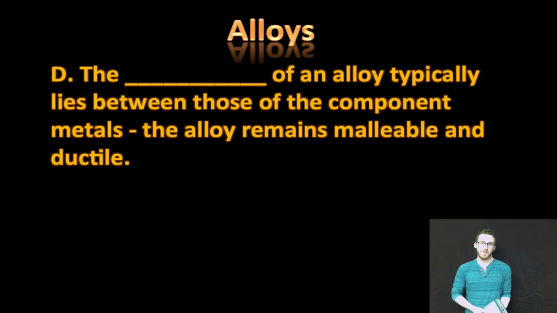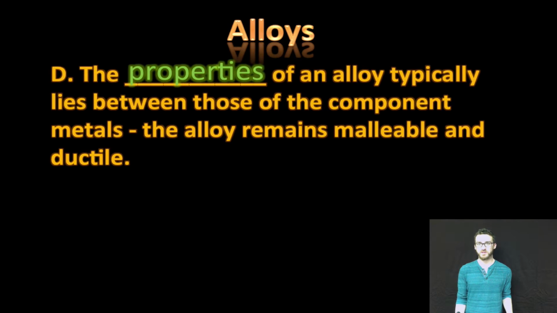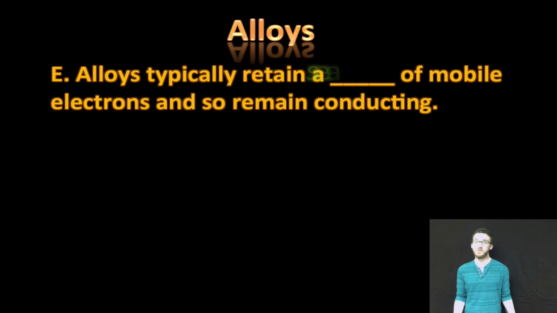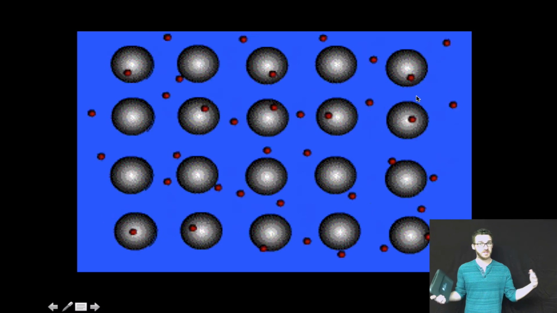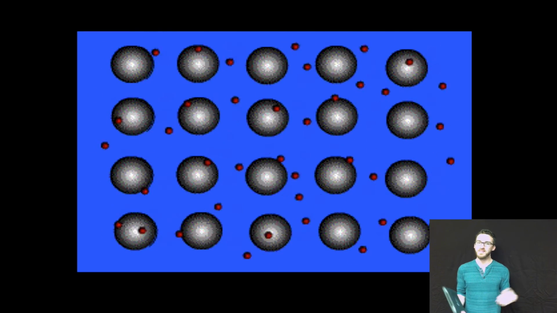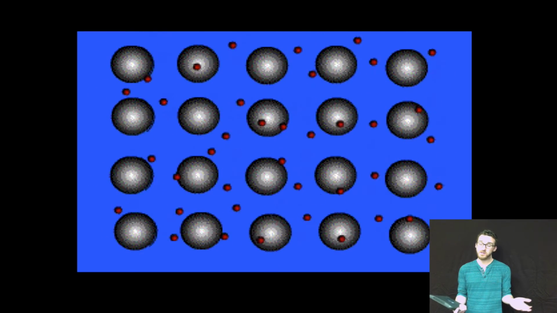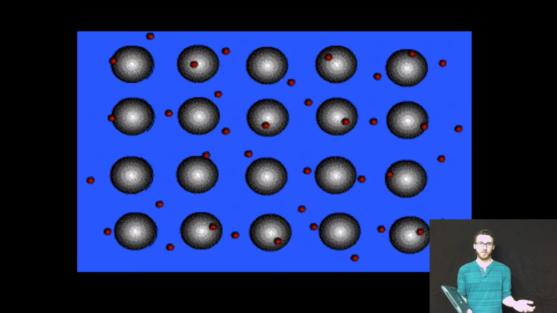Couple last things to think about as we finish up this video on alloys. Recognize that the properties of an alloy typically lie between those of the component metals. Generally, the alloy remains malleable and ductile. And alloys typically retain a sea of mobile electrons and so remain conducting. Remember from metallic bonding that we've got this sort of sea of mobile electrons. The alloys, again, generally maintain this electron sea model of bonding.